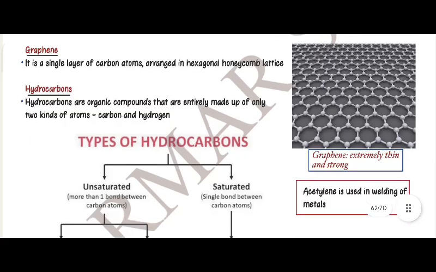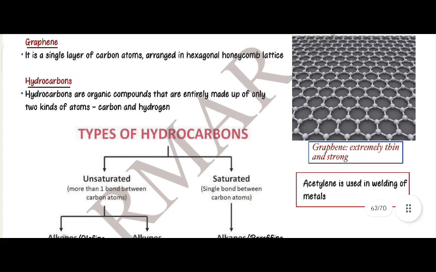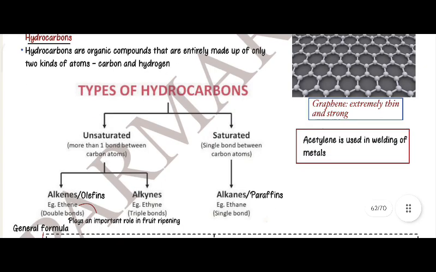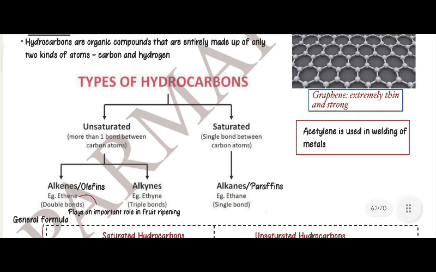Hydrocarbons. Hydrocarbons are organic compounds made up of only two kinds of atoms, carbon and hydrogen. Graphene is extremely thin and strong. Acetylene is used in welding of metals. Types of hydrocarbons: unsaturated and saturated.